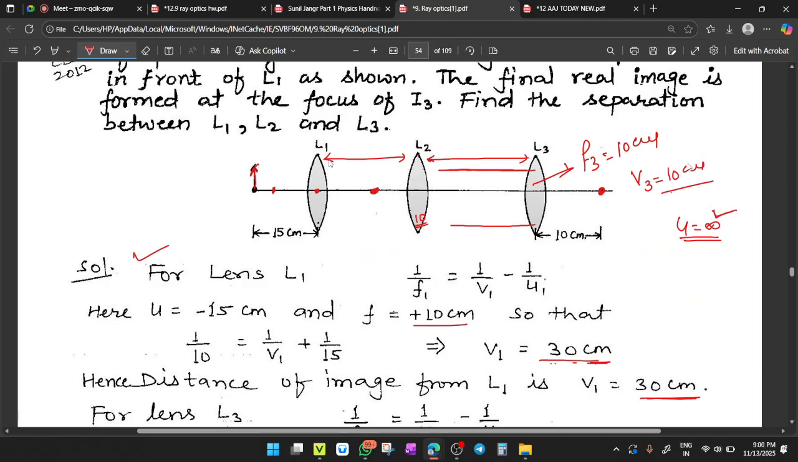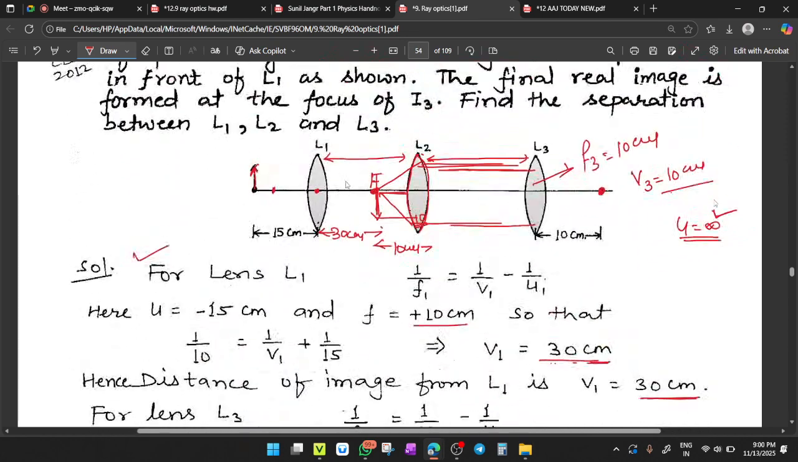Means definitely the image formed here is at 30 centimeter, from situation number 1, v1 is at 30 centimeter. For the second lens, this image works as an object, situated at the point of focus, means definitely this has to be 10 centimeter. Clear? Because the focal length is equal to 10 centimeter. Then if it is in focus, the rays are getting parallel after the refraction. Yes or no?